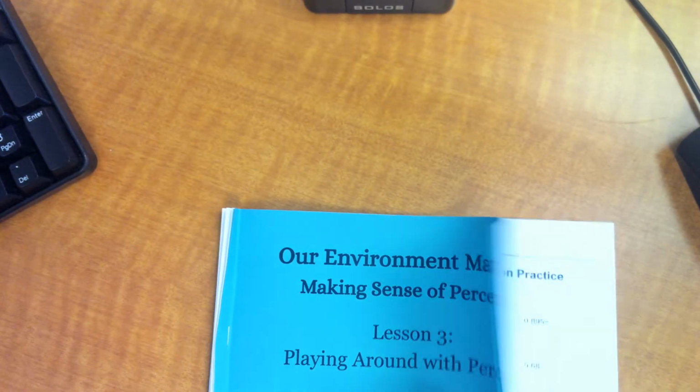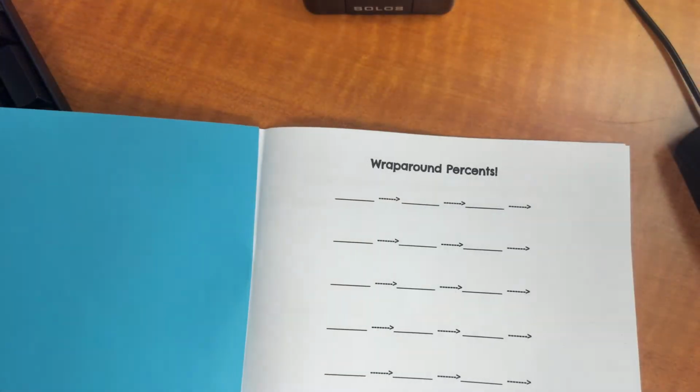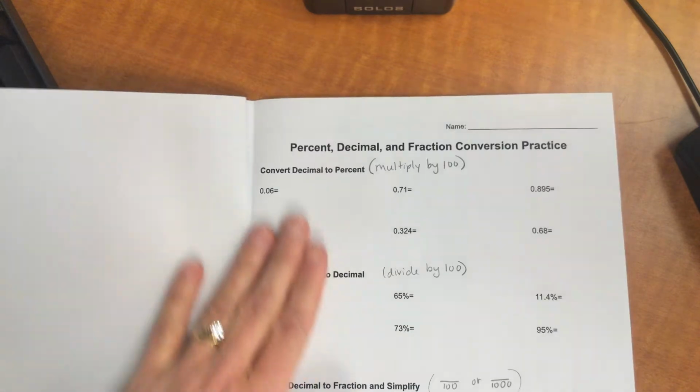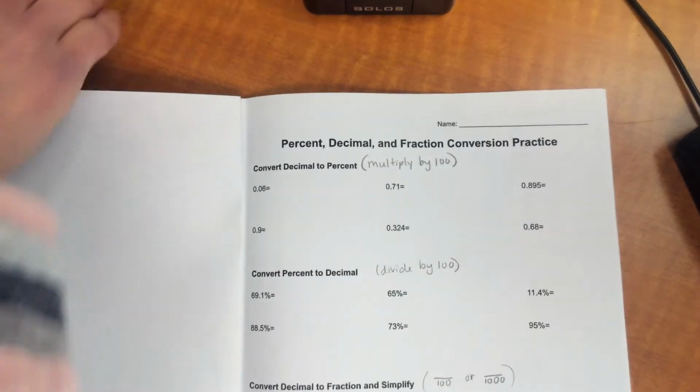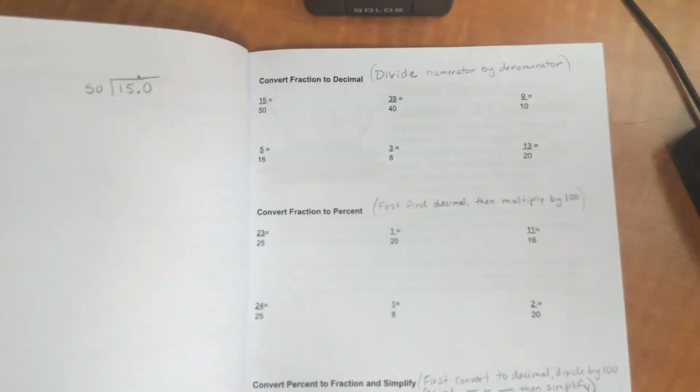I'm going to flip the camera and show you what we're doing. Today, your whole assignment is in this packet. The first page is wraparound percents. Skip that. I'm planning to do that the next time we have class together. This is just a practice page. It's this page and the next page.